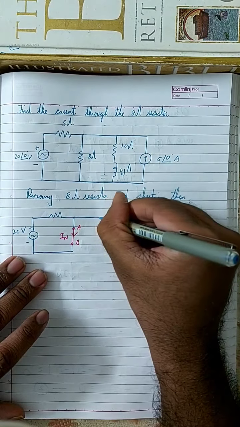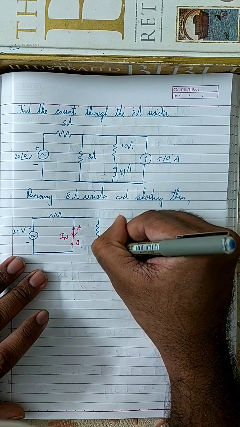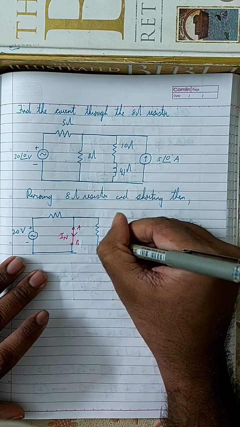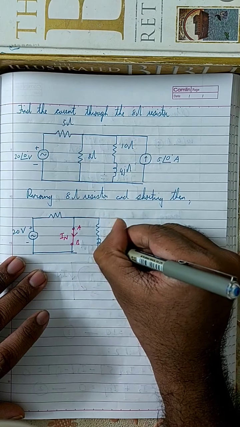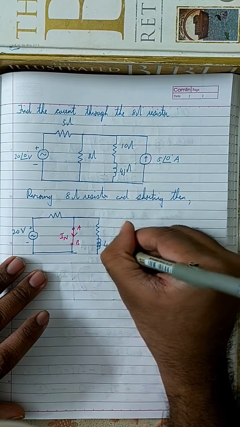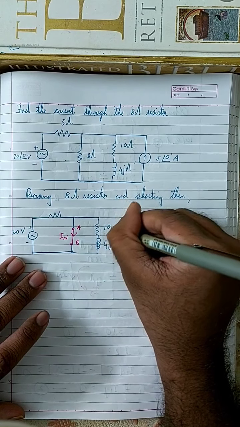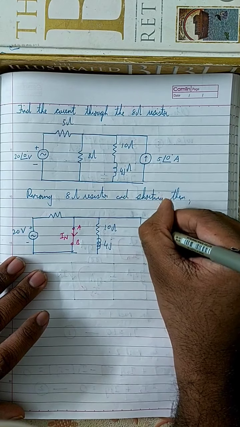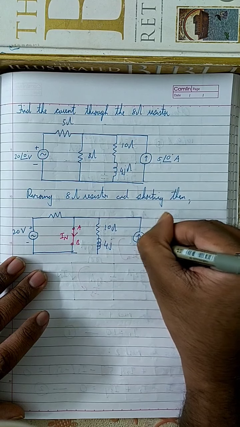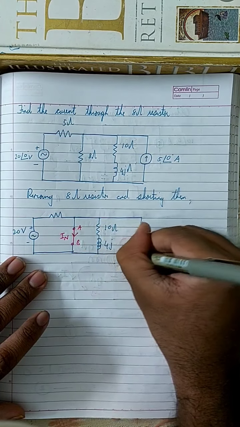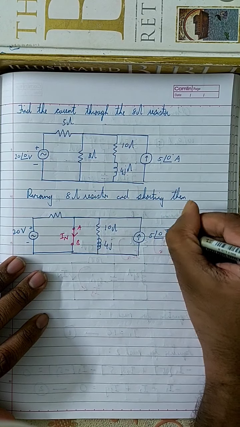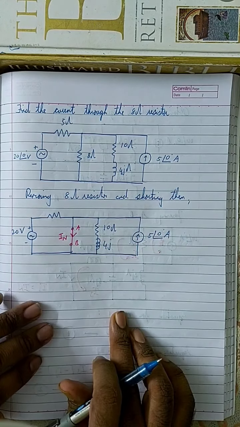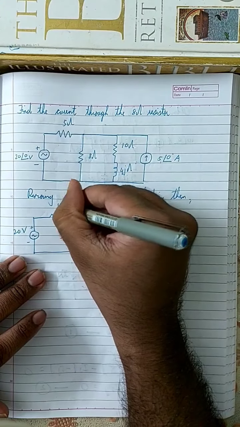This is another resistor, and this is another inductor. Oh, I forgot to draw the inductor. So this is 4j, this is 10 ohm, and this is the current source. There you go. This is the current source, 5 angle 0 degree amperes. This is 5 ohm.